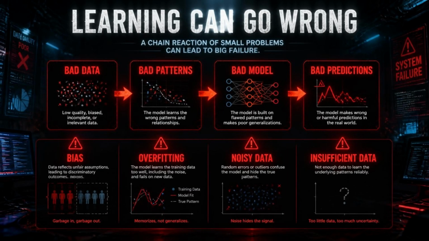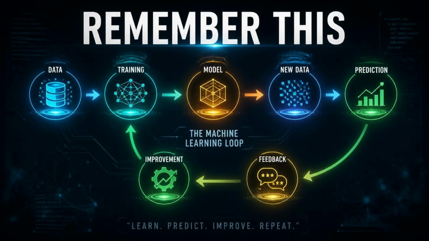But machine learning has a serious weakness. A model can only learn from the information available to it. If the training data is poor, the model can learn poor patterns. If the data contains bias, the model can reproduce that bias. If the data is too limited, the model may struggle with new situations. And if a model becomes too focused on its training examples, it can overfit. So building a good machine learning system isn't simply about choosing a powerful algorithm. The data matters enormously.